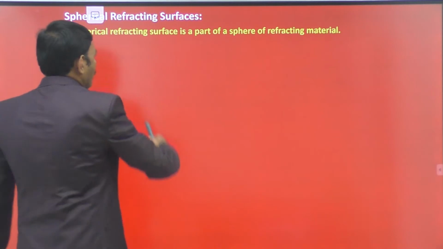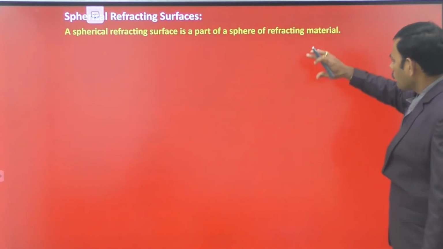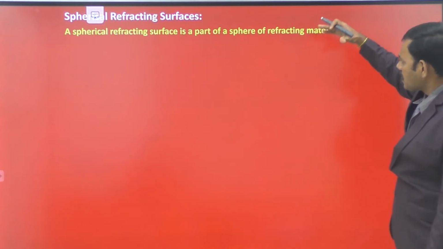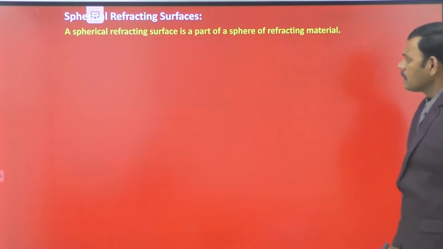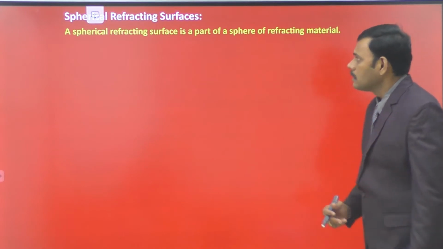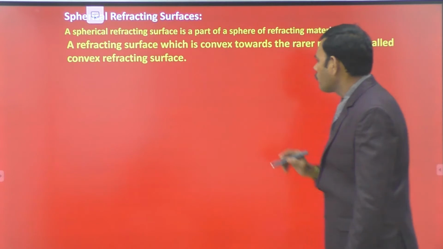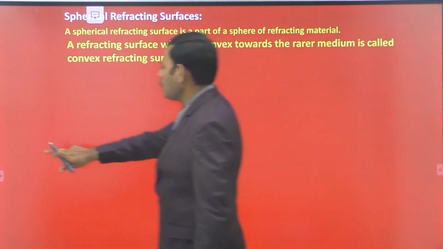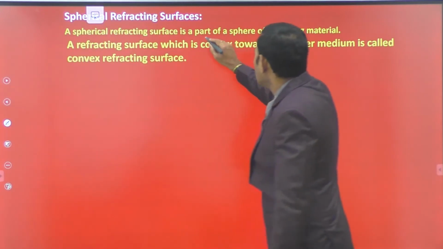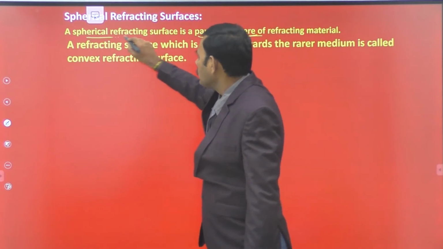Here a spherical refracting surface is a part of a refracting material. Refracting material means the material through which the path of a light ray changes. So a spherical refracting surface is a part of a sphere of refracting material. Any spherical refracting surface is a part of a sphere. If you consider any refracting surface, it is a part of a sphere. So this is the important one. As a part of a sphere, we have a spherical refracting surface.